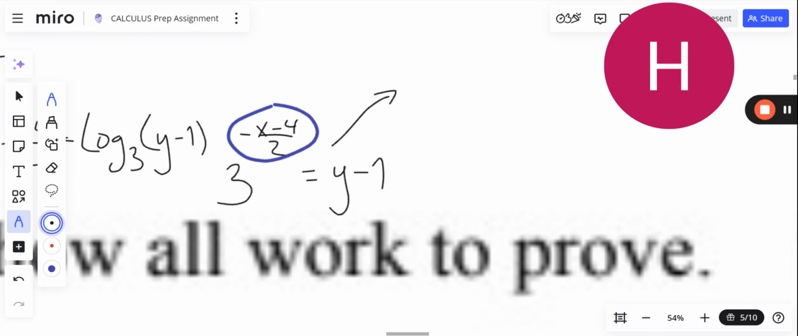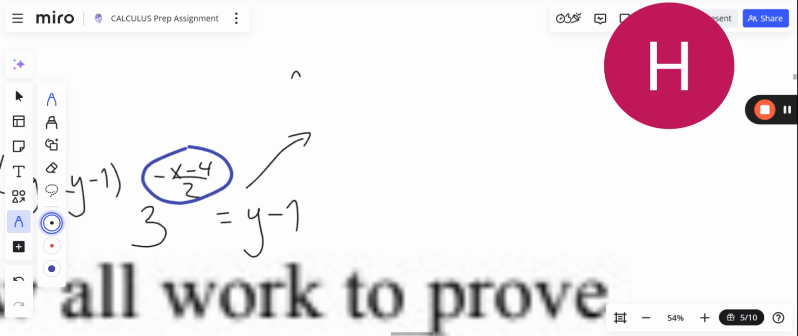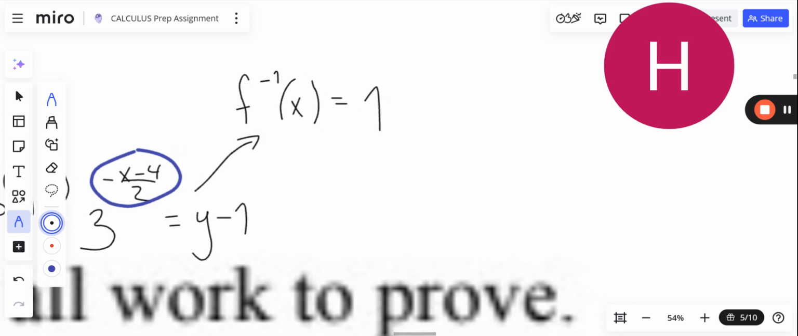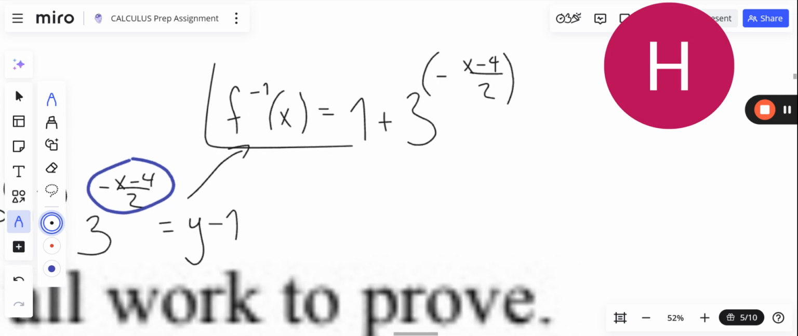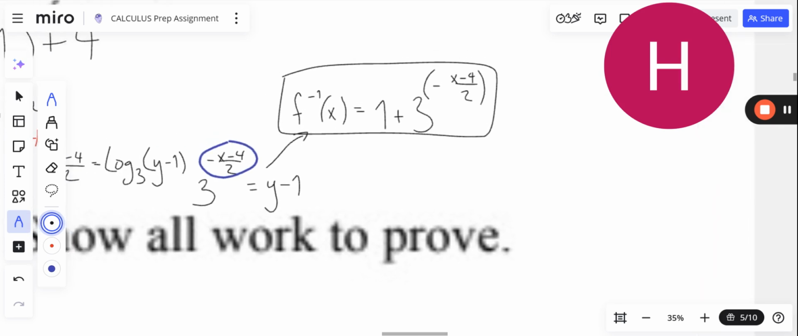We're going to add 1 to both sides, and we'll finish off by saying y, which is f inverse, is equal to 1 plus 3 to the power of negative quantity x minus 4 over 2. And that's good enough. It's just an algebraic exercise. So as long as you know how to move the pieces around, that's what we're really testing here.